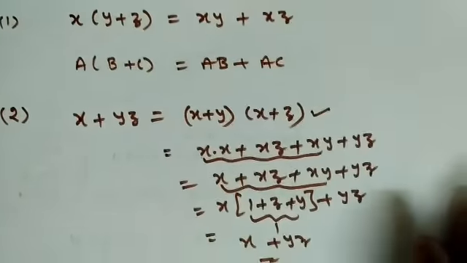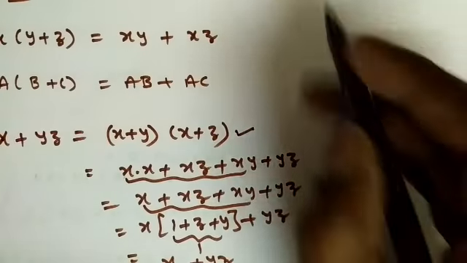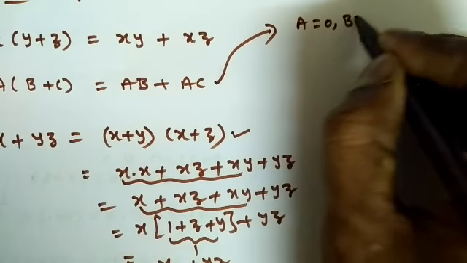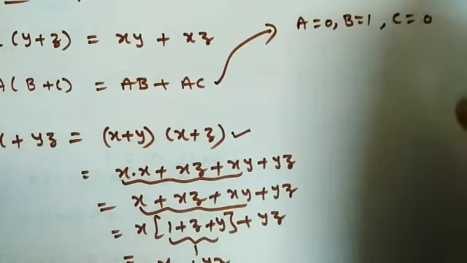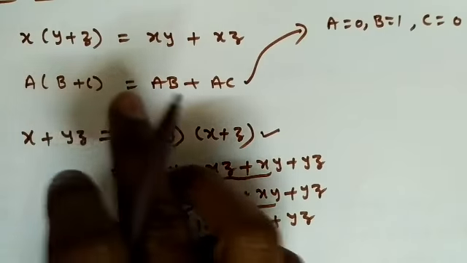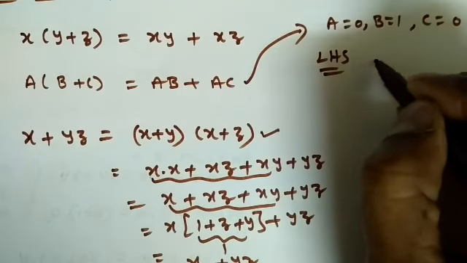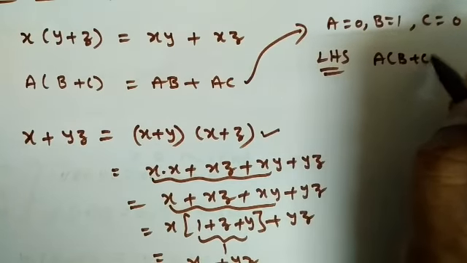What is the proof? Now I will take logic values. Suppose this is what I am proving. Suppose a is equal to 0, b is equal to 1 and c is equal to 0. Now we will try to make LHS equal to RHS. So first I will take the LHS, so it is a into b plus c.